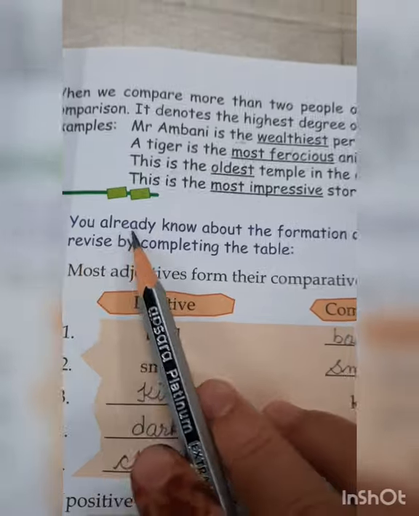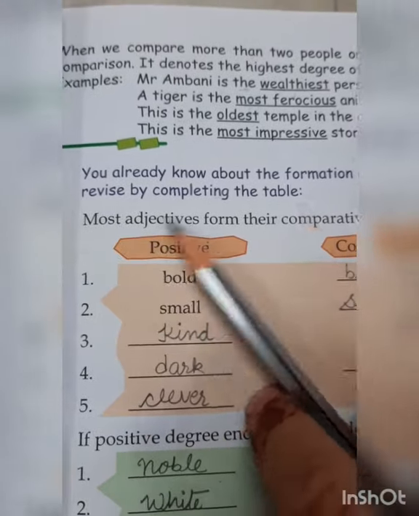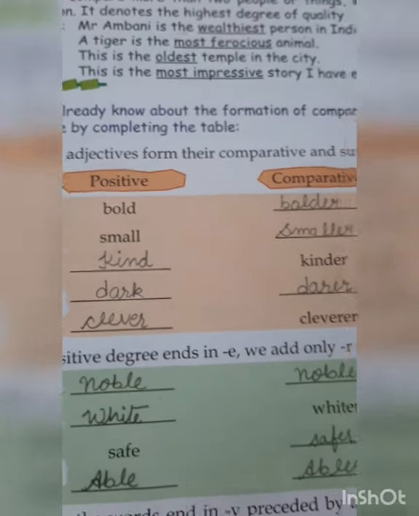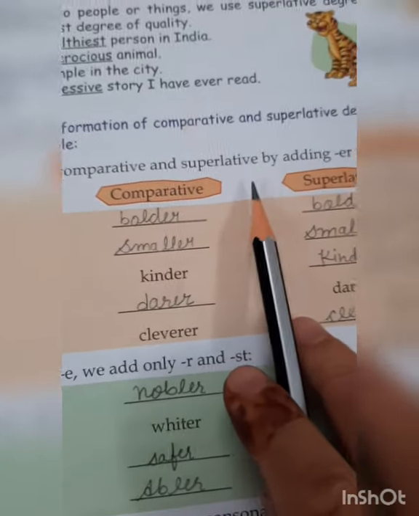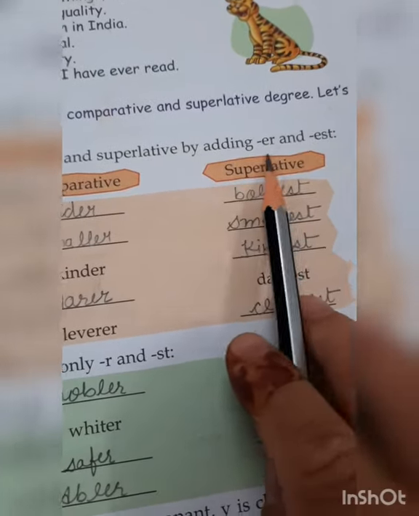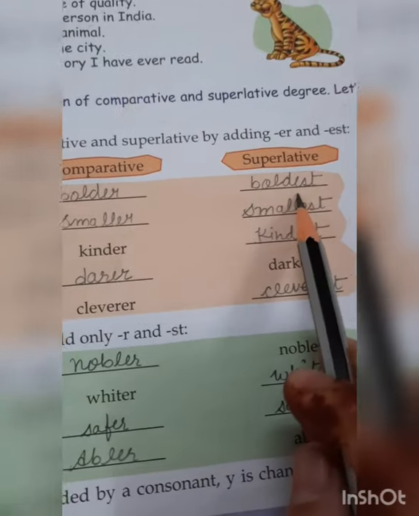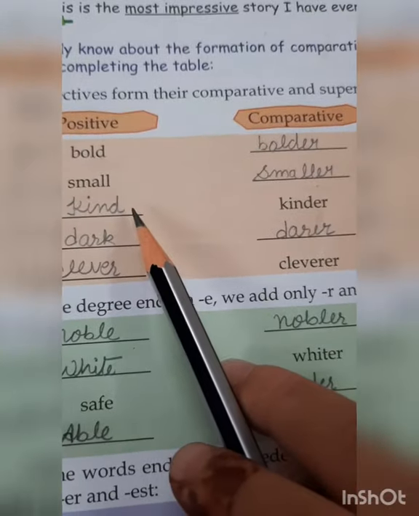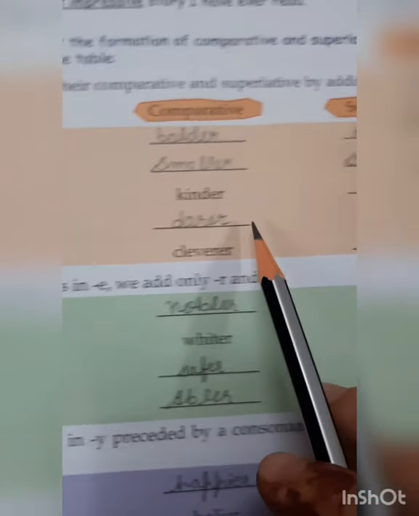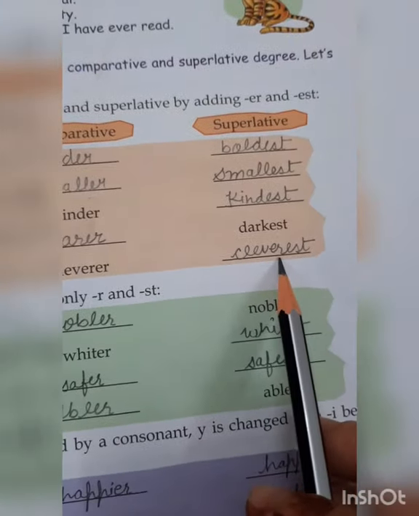The question is this: you already know about the formation of comparative and superlative degree. Let's revise by completing the table. We have to complete these tables. First, most adjectives form their comparative and superlative by adding er and est. See, bold, bolder, boldest; small, smaller, smallest; kind, kinder, kindest; dark, darker, darkest; clever, cleverer, cleverest.